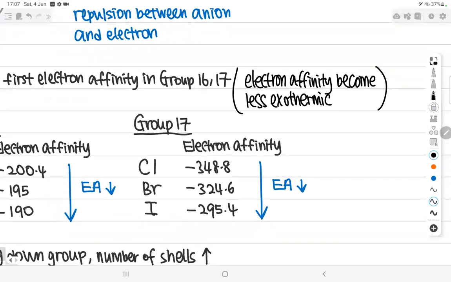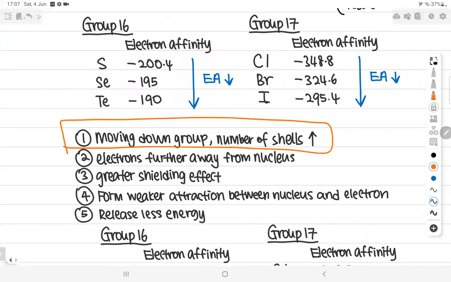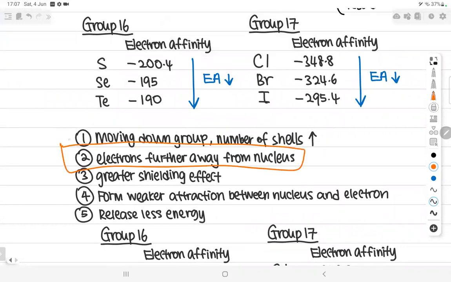So why? Going down the group, you have more and more shells. So the electron is getting far away from the nucleus, and it creates a greater shielding effect. Because of these two reasons, the force of attraction between the nucleus and the electron becomes weaker. When you form any attraction, you always release energy.